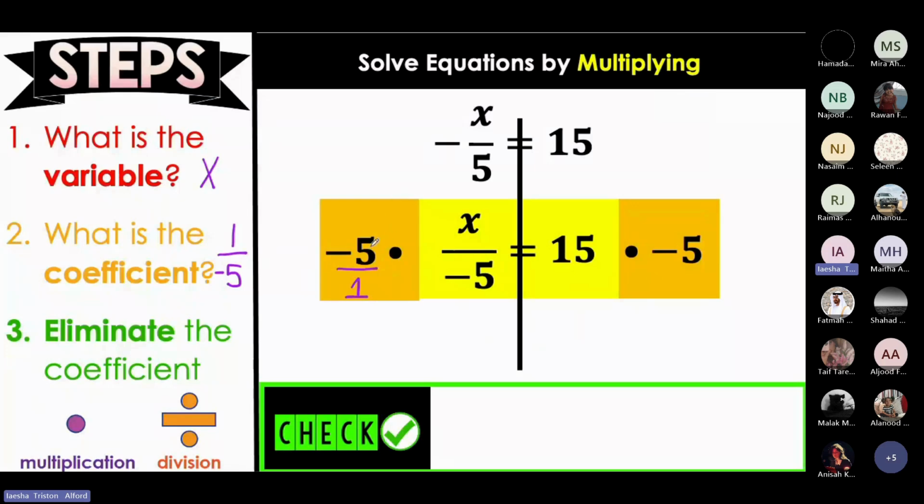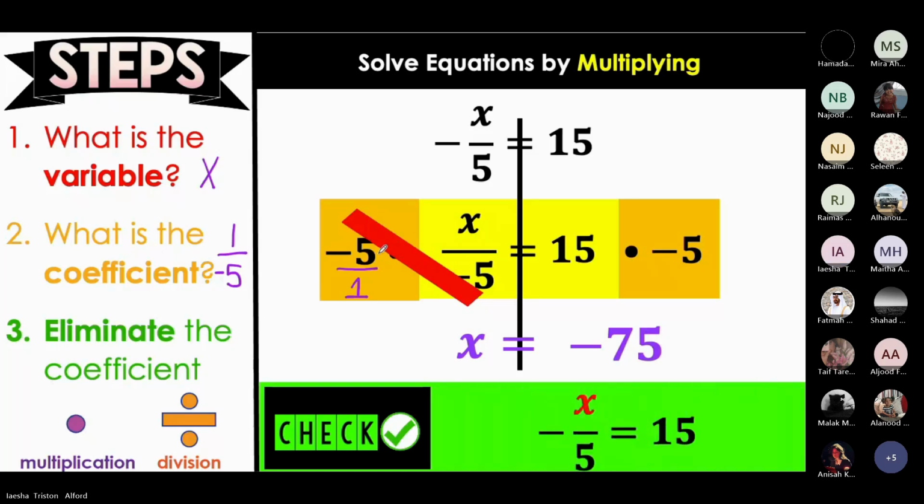On this side, when I multiply by negative 5, okay, delete the x, you should put it down. Positive 15 multiplied by negative 5 is negative 75. Done. That's it. When you check yourself, do not write x. What number should be there? Negative 75.